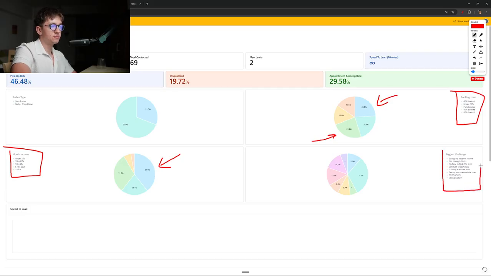And then the biggest challenge. This was the most influential thing for me. Not enough clients. That's the biggest shareholder, or biggest piece, in this pie. And why is this important?